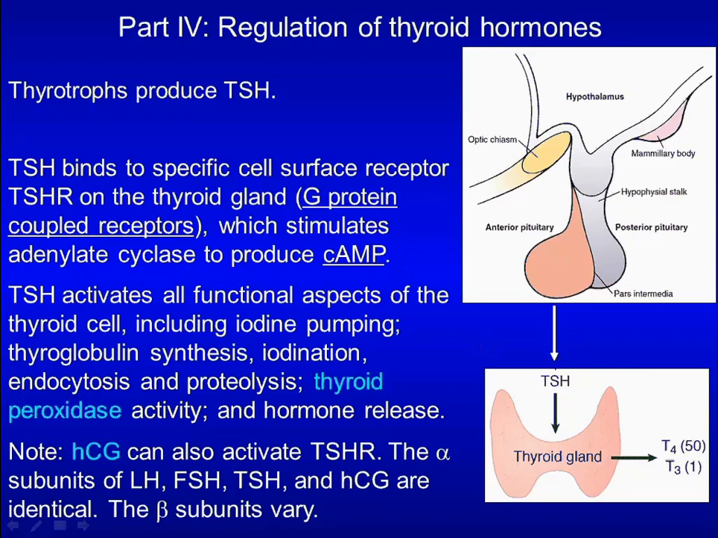TSH activates all functional aspects of the thyroid cells, including iodine pumping, thyroglobulin synthesis, iodination, endocytosis, and proteolysis, thyroid peroxidase activity, and hormone release. Please note, at high levels, HCG can also activate TSH receptor. The alpha subunits of luteinizing hormone, follicle-stimulating hormone, TSH, and HCG are identical.